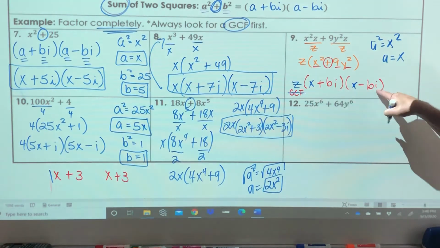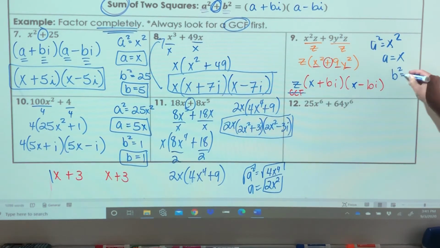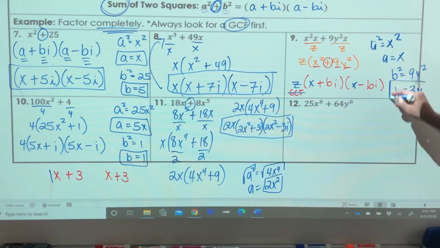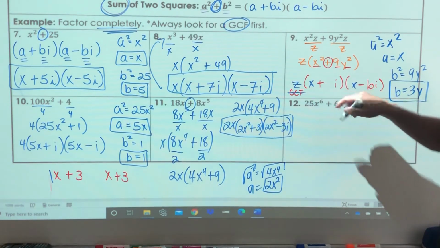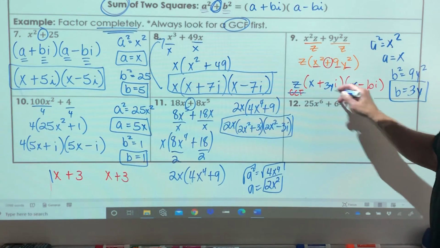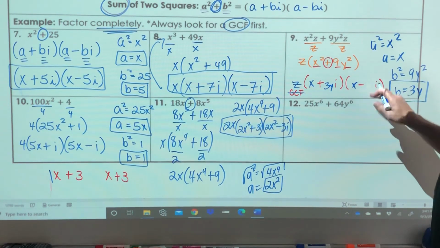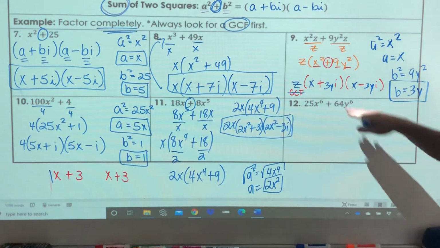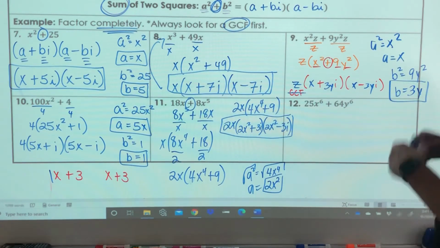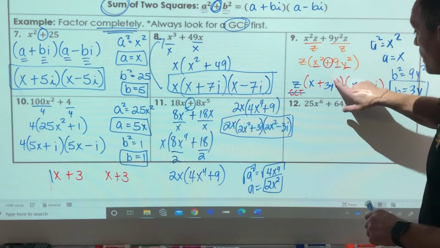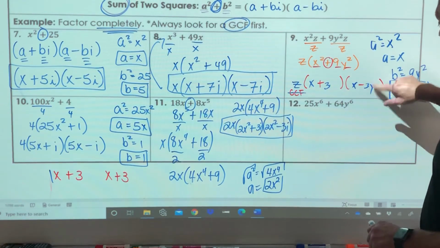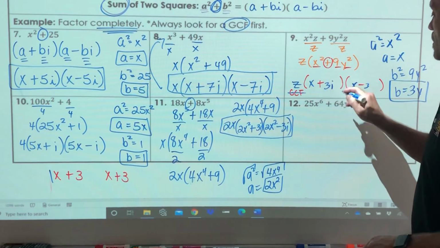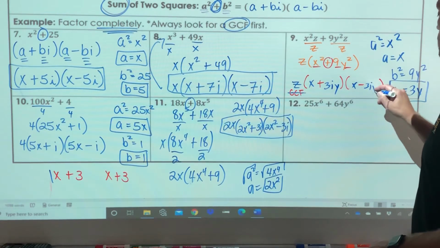I doesn't change. Our b squared equals 9y squared. That means our b equals the square root of 9, which is 3, times the square root of y squared, which is y. So this is 3y. Here's the only concern with this. Technically, in order, you should have your I next to your letter.